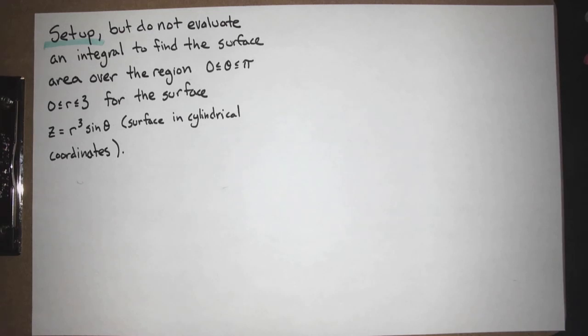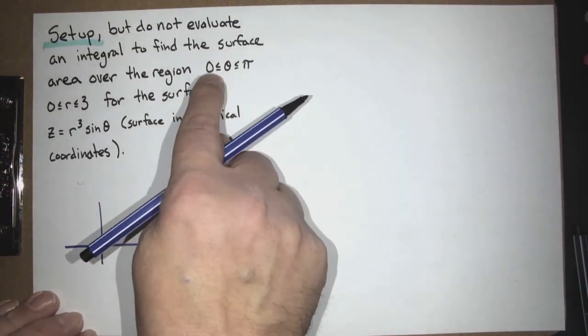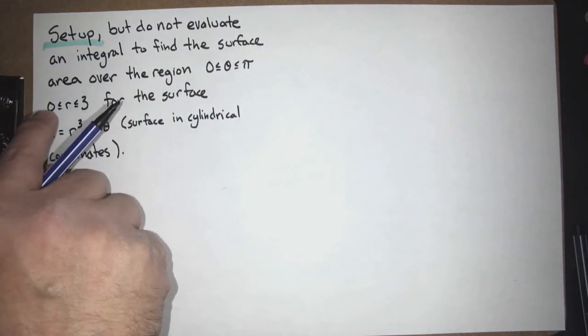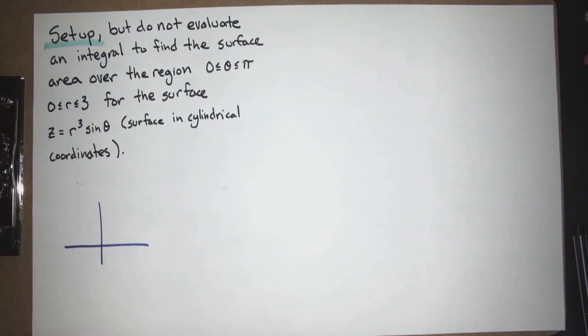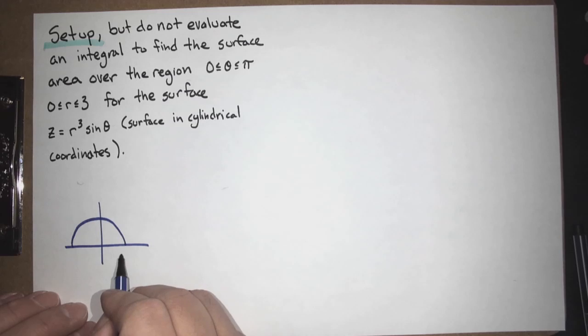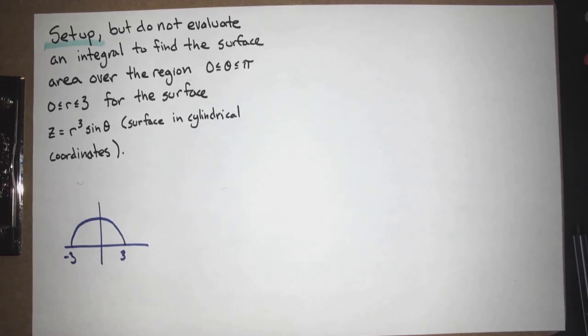Here, everything's in cylindrical coordinates. All right, so we can make some observations here. We can quickly sketch our region. In the plane, theta goes from 0 to pi, so we're not going full circle, just halfway around. 0 less than or equal to r less than or equal to 3. What's our shape? Semicircle? Yeah, half a circle, a semicircle of radius 3. So there's our region in the plane.